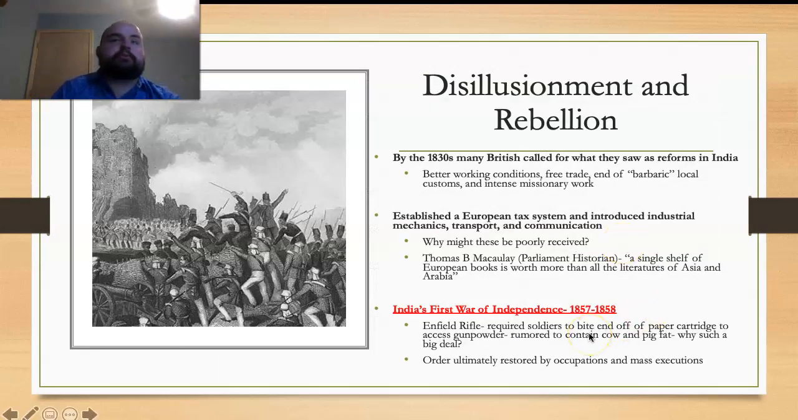However, there was a rumor among many local Indians that this paper cartridge contained cow and pig fat. Even though this wasn't actually true, as it turned out, why would that rumor be such a big deal to the Indian population?